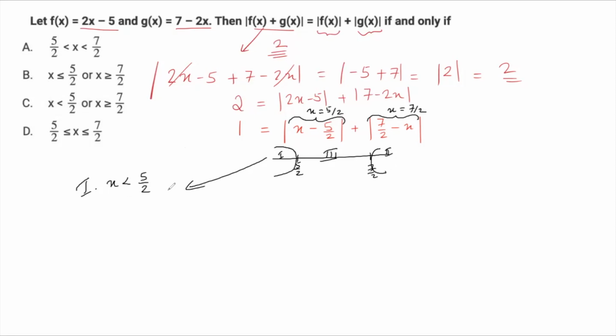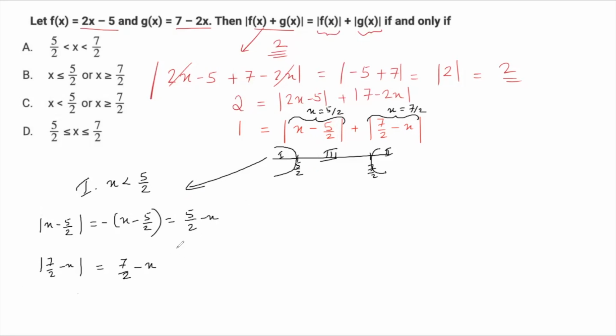Now, if x is less than 5 by 2, here the first bracket would become negative. And for any negative number, the mod output is always the negative of it. So for the first term, mod of x minus 5 by 2, it will simply become minus of (x minus 5 by 2). And this is nothing but 5 by 2 minus x. Similarly, the second bracket is mod of 7 by 2 minus x. Since x is less than 7 by 2, 7 by 2 minus x will be positive only. So mod of 7 by 2 minus x will be as it is, 7 by 2 minus x.